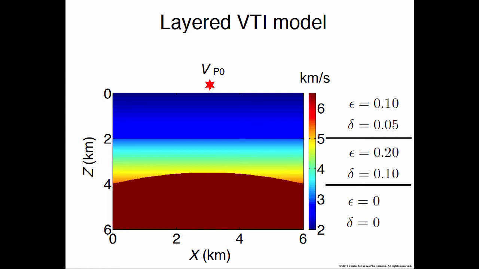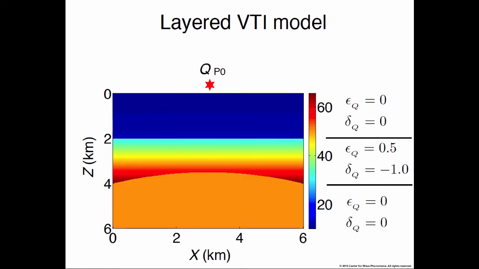I'm not showing you epsilon and delta fields, because epsilon and delta in each layer are constant. This is going back to the factorized models that characterize anisotropy, which means that epsilon and delta remain constant, but the P wave velocity increases. Using the same concept as for velocity, I'm going to show you a similar plot for the quality factor. The quality factor is increasing with depth, and the attenuation and anisotropy parameters are shown on the right.